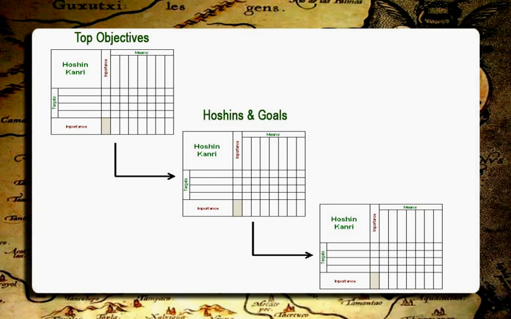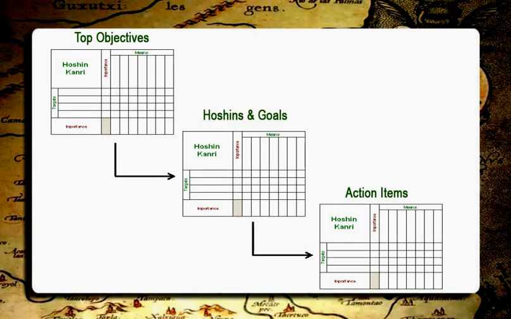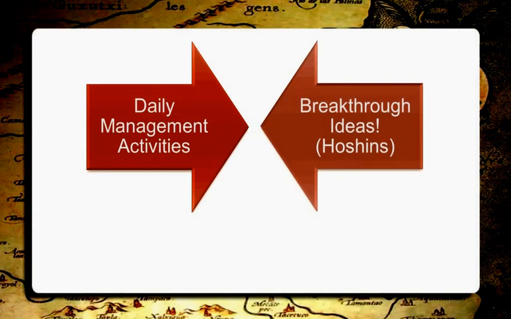Hoshin Kanri provides a clean and robust way to ensure that everyone in the company is working on action items that matter the most to the business and their customers. Although the matrix is important in a Hoshin Kanri process, it is the intent of the strategic planning process that is most important. Hoshin Kanri planning also includes the daily activities that management must adhere to in order to make the organization operate effectively. These activities can include safety, accounting, human resources, etc.